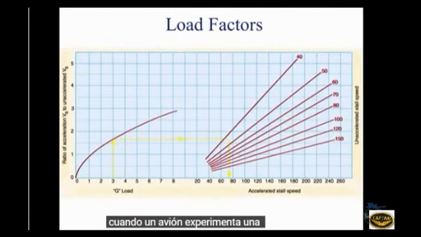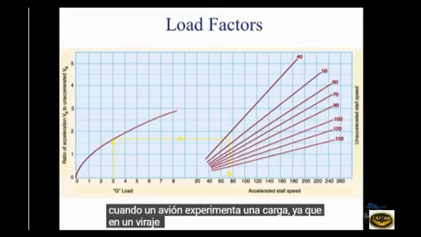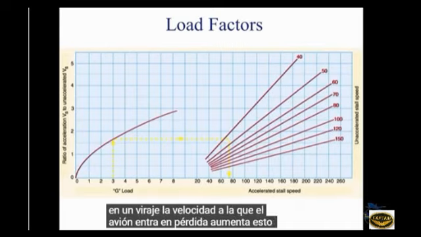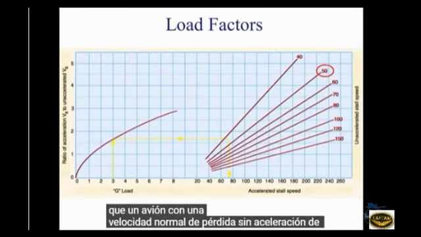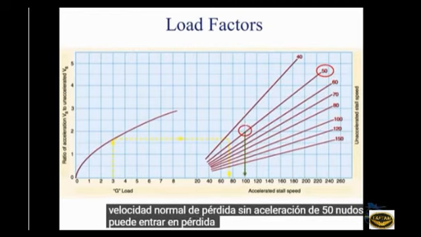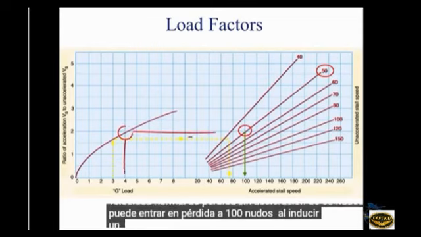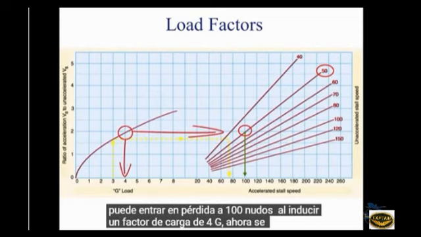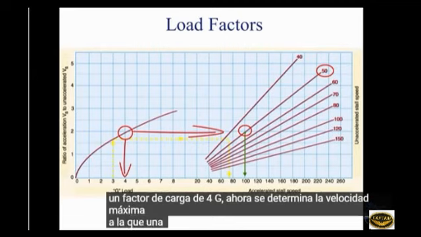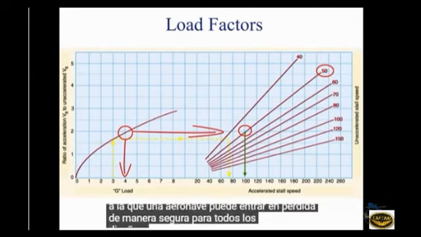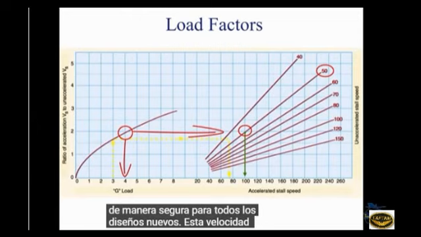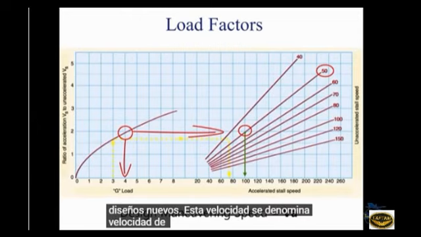When an aircraft experiences a load, as in a turn, the speed at which the aircraft stalls increases. This means that an aircraft with a normal unaccelerated stalling speed of 50 knots can be stalled at 100 knots by inducing a load factor of 4 G's. The maximum speed at which an aircraft may be stalled safely is now determined for all new designs. This speed is called the design maneuvering speed, or VA.